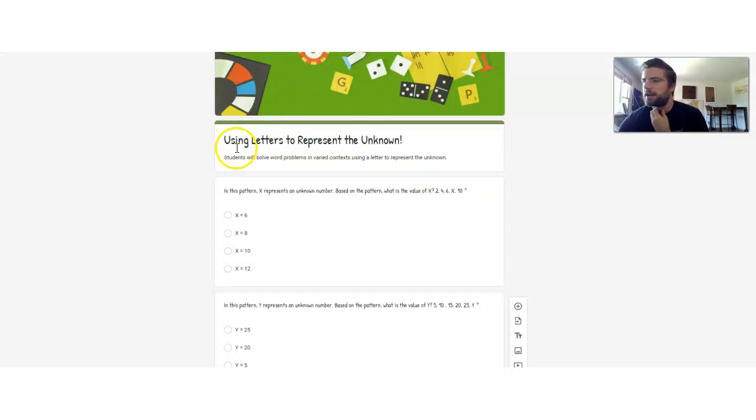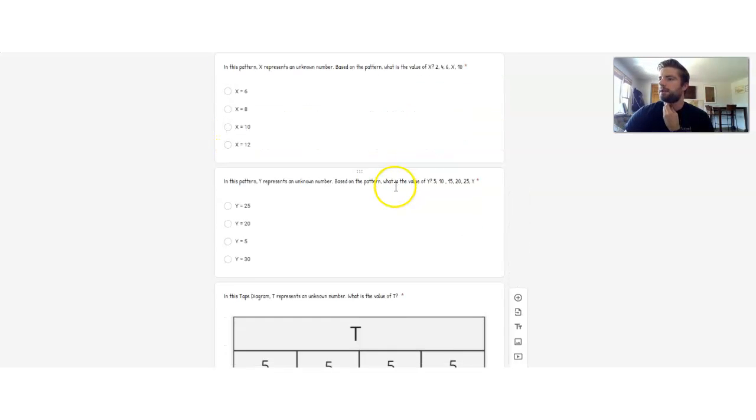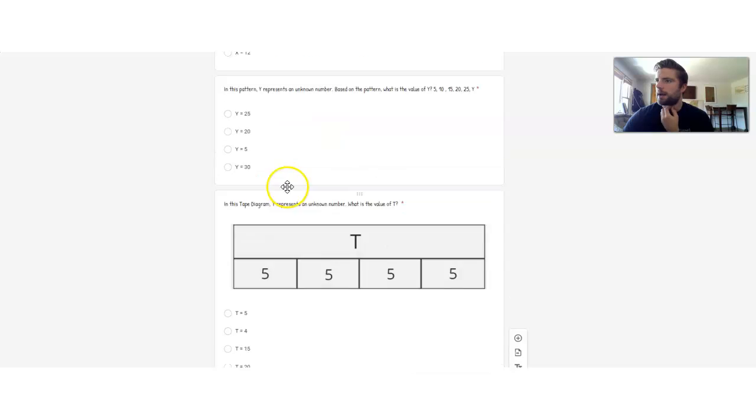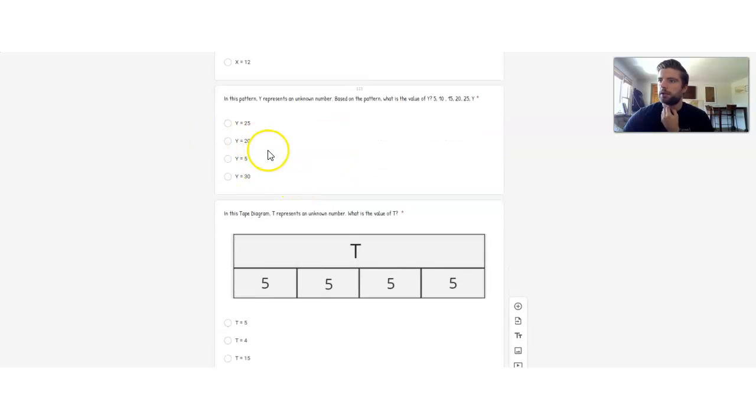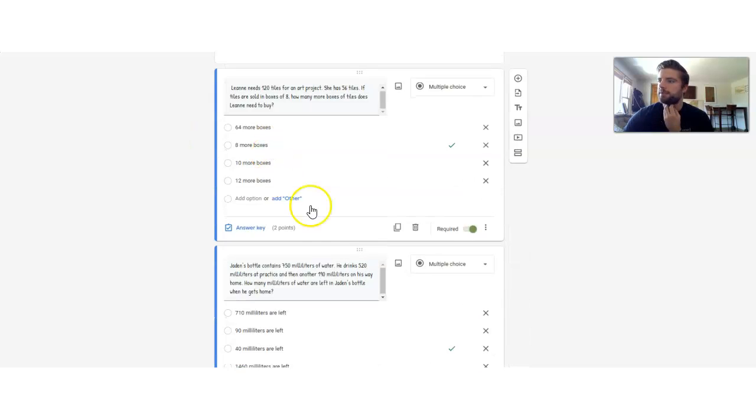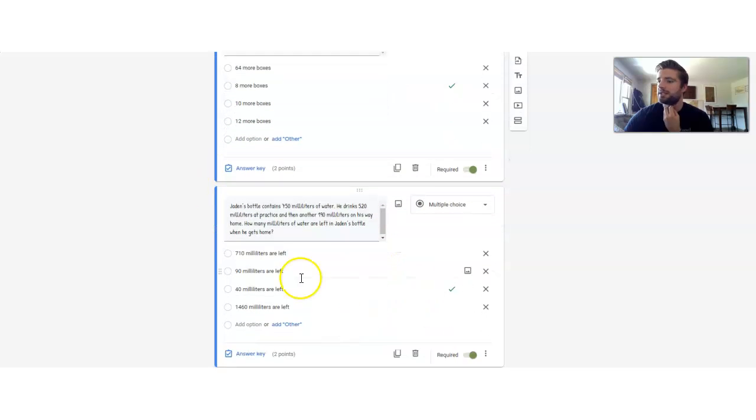So it's going to say using letters to represent the unknown. And you've got 5 questions. Some of them are kind of practicing with that unknown number concept, and then the other 2 are practice word problems, and we just actually solved one of them.